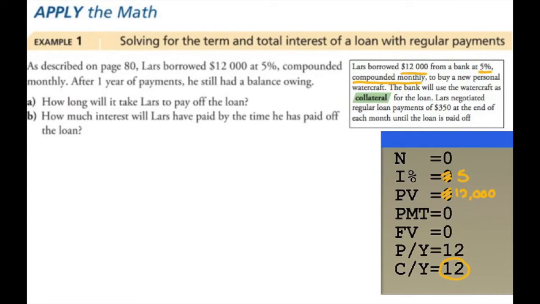To buy a personal watercraft, a jet ski, small boat, something like that. And the bank will use the watercraft as collateral for the loan. This is a common thing with loans. If you use a loan to buy a thing, the bank will put a clause in the loan saying that if you don't make payments, they are allowed to repossess or take that thing. So if Lars doesn't make his payments, after a certain length of time, the bank is allowed to take that from him to recoup some of the money that they've lost.